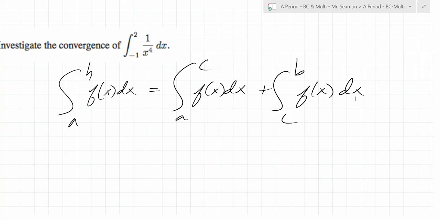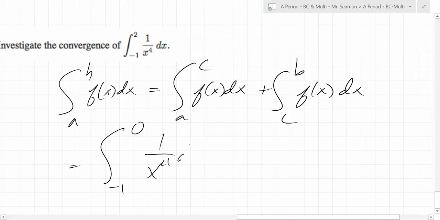So here's the thing. You can split this apart. Where do you want to split it on this one? 0. Yeah, you want to split it into the integral from negative 1 to 0 of 1 over x to the 4th dx, and then add the integral from 0 to 2 of 1 over x to the 4th dx.